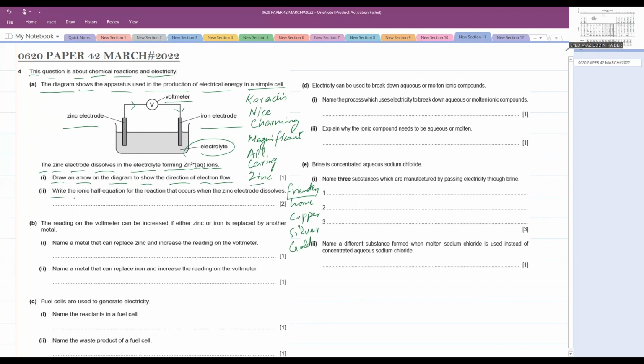Part two, write the ionic half equation for the reaction that occurs when the zinc electrode dissolves. As zinc is the only reactant here, it will lose electrons to form the Zn2+ ion. So the answer will be like this: Zn gives Zn2+ plus 2 electrons.